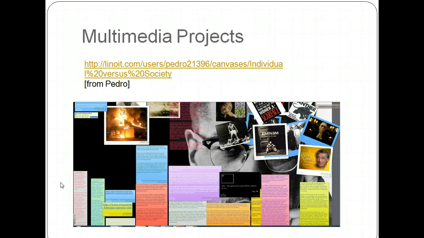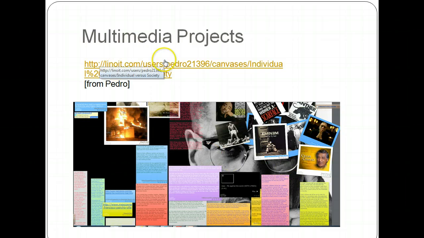Lino is a great tool for multimedia projects. Students can create projects that include text, particularly long pieces of text, images, videos, and all kinds of things in their Lino project and organize everything together. They can also create backgrounds, as you can see here, well, sort of see here.